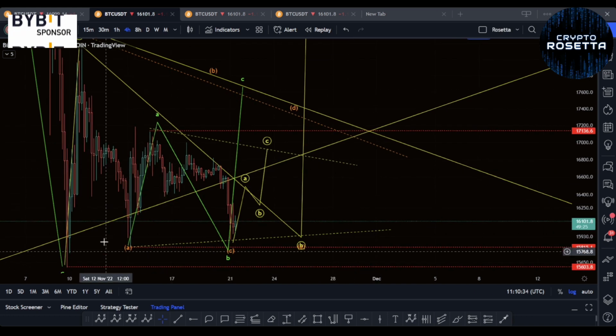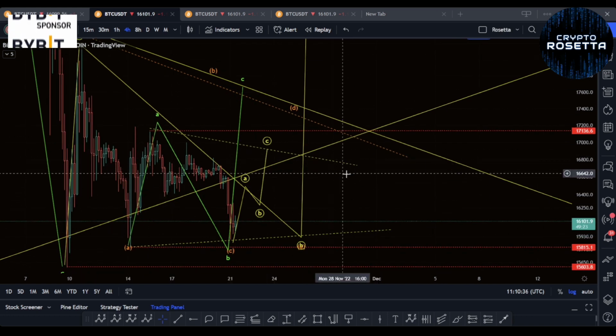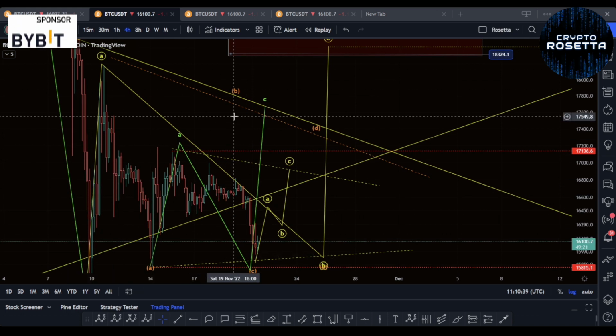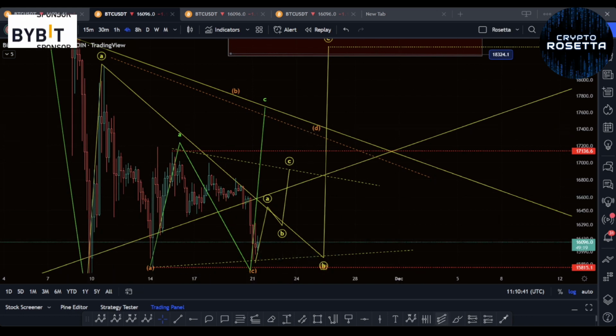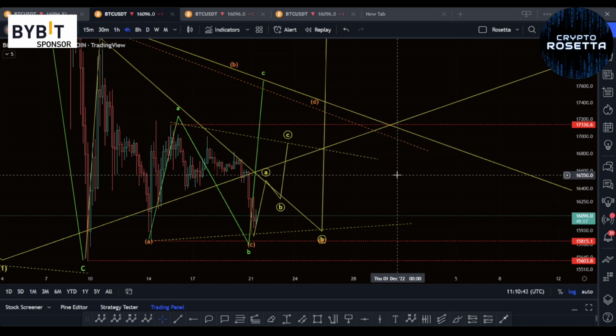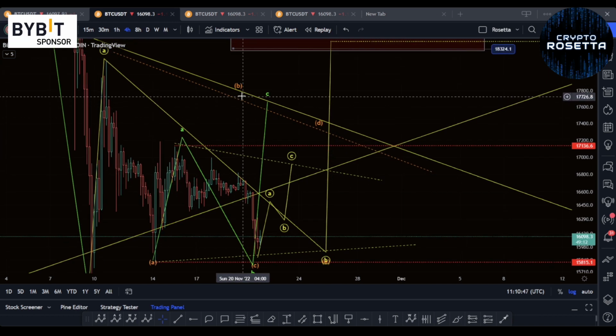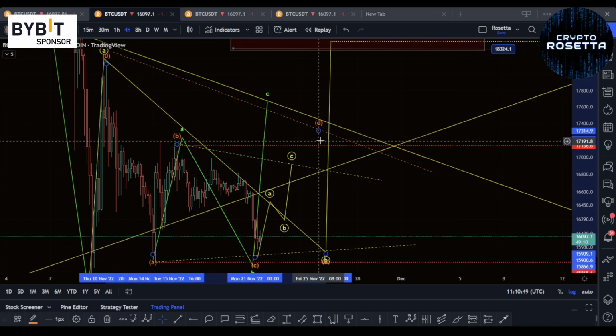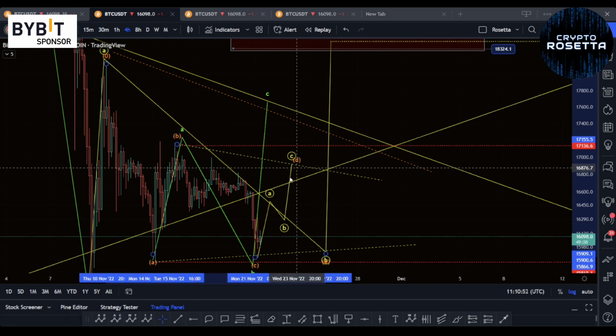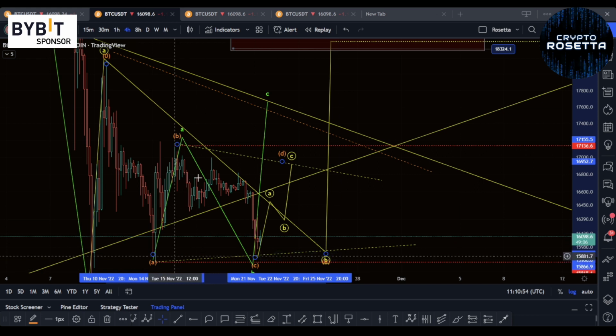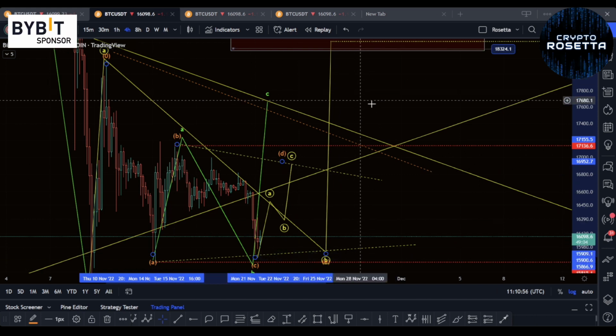This could potentially play out the same way and form a bigger triangle if we break to the downside, but for the most part, this is what I'm looking at. This is my most likely option, that either we're going to be forming this smaller triangle within here and breaking to the upside.